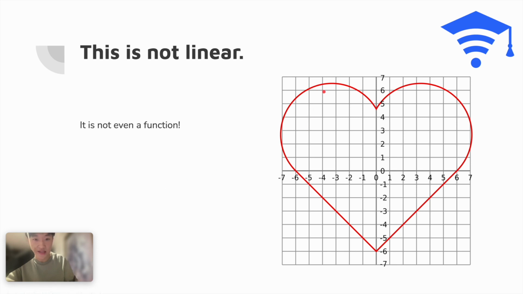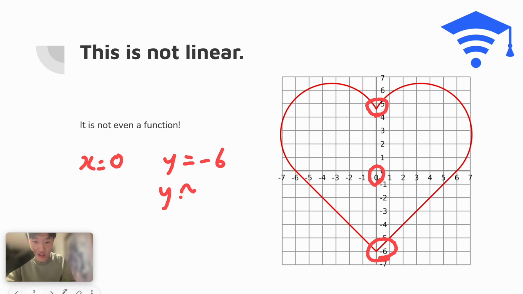If you look at this, for some given x value, let's say just the origin. For x equals 0, we have 2 points that correspond to x equals 0, right? We have y equals around 5 and y equals -6. So because we have 2 points given x equals 0, this is not even a function, and the definition of a function can be found in chapter 1. So of course, this is not a linear function.